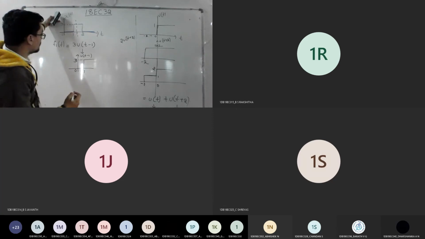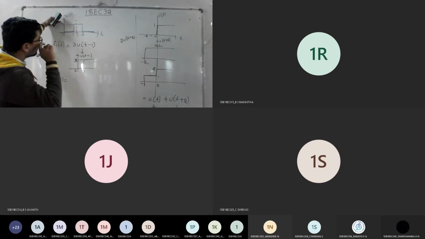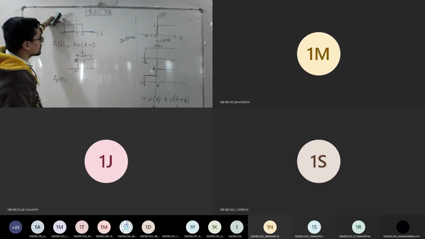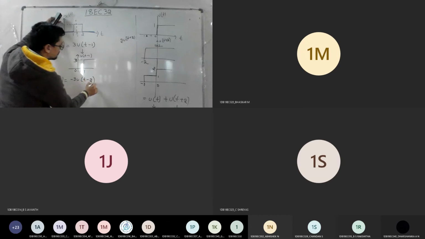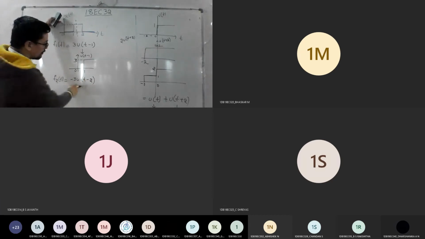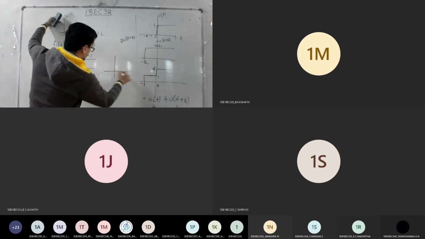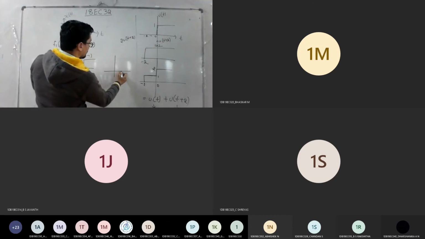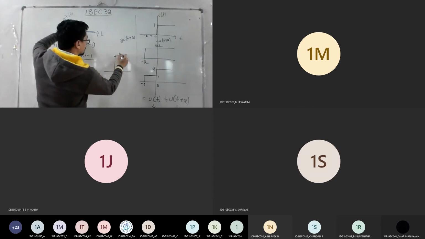Yes, sir. Good. So now the second function, f2 of t. Tell me how to get f2 of t. Minus 3u of t minus 2, sir. T equals 2. Very good. Let's try to plot how your friend told. You just plot u of t minus 2 first. So u of t minus 2 means it starts from here only, at 2. This is u of t minus 2.